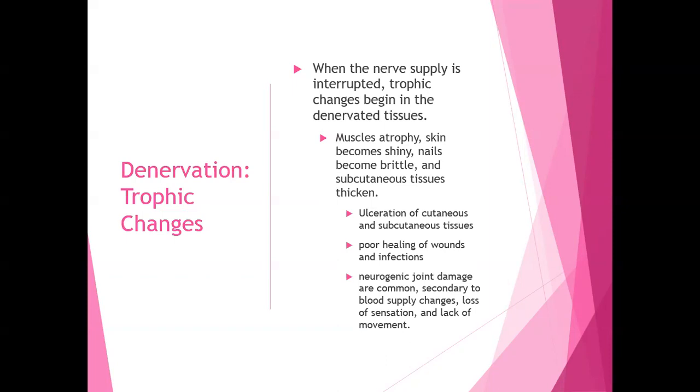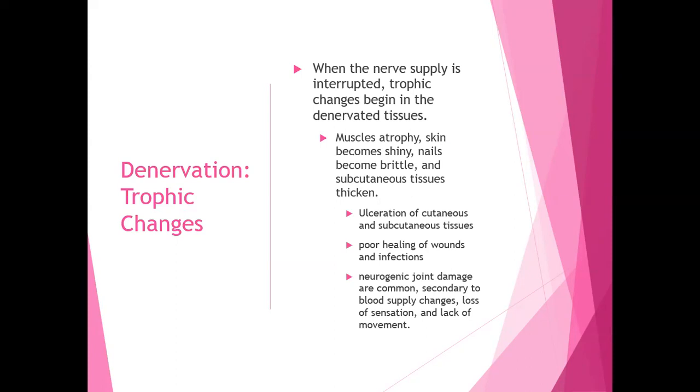So trophic changes include muscle atrophy, shiny skin, brittle nails, thickening of subcutaneous tissues, ulceration of subcutaneous and cutaneous tissues, poor healing of wounds and infections, and neurogenic joint damage, which can all happen secondary to blood supply changes. You could also get loss of sensation and lack of movement. So when a tissue is denervated, a lot of things are affected, not just the muscle, but all the tissues in the area.